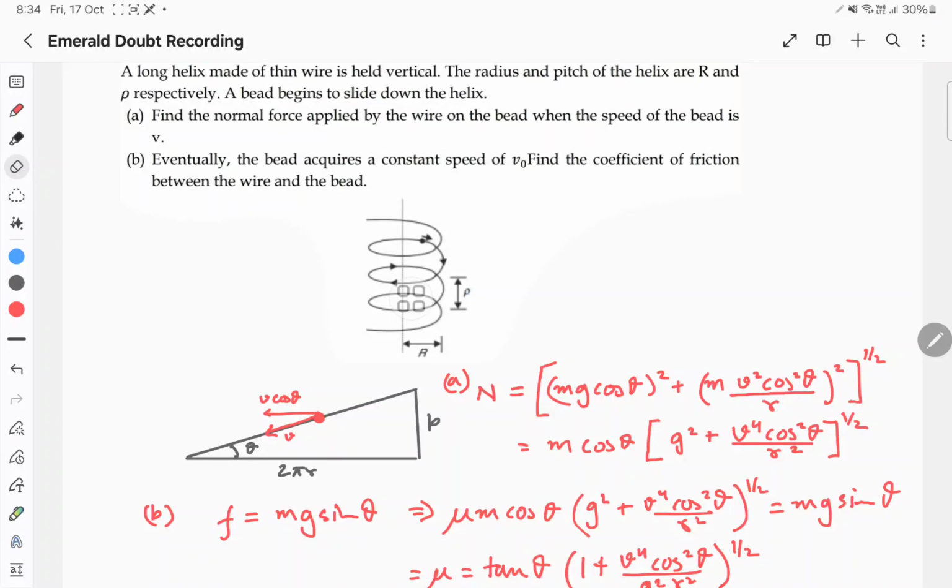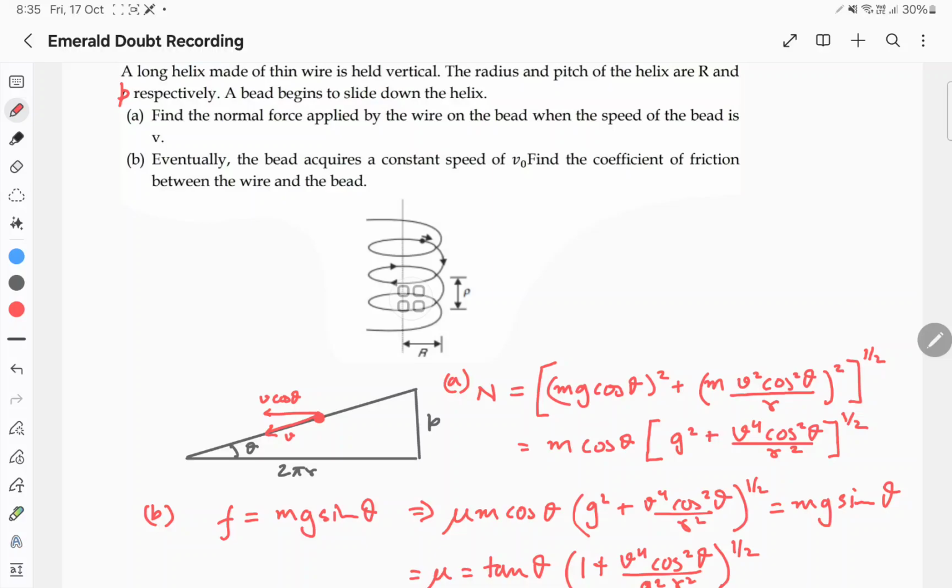A long helix made of thin wire is held vertical. The radius and pitch of the helix are r and p respectively. A bead is just let go and begins to slide down the helix. Initial velocity was 0. Find the normal force applied by the wire on the bead when the speed of the bead is v.